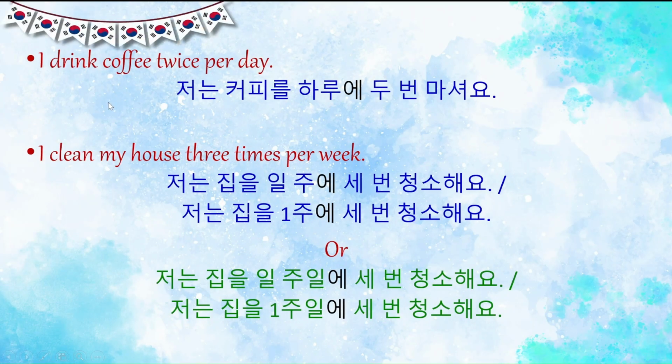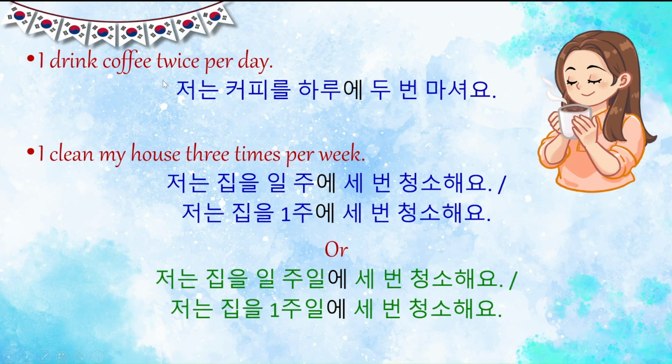The first example is, I drink coffee twice per day. In Korean, this is going to be 저는 커피를 하루에 두 번 마셔요. I is 저는, coffee is 커피, and to drink is 마시다, present tense 마셔요. Now you have to say twice per day. Per day means in a single day, you drink coffee 2 times.